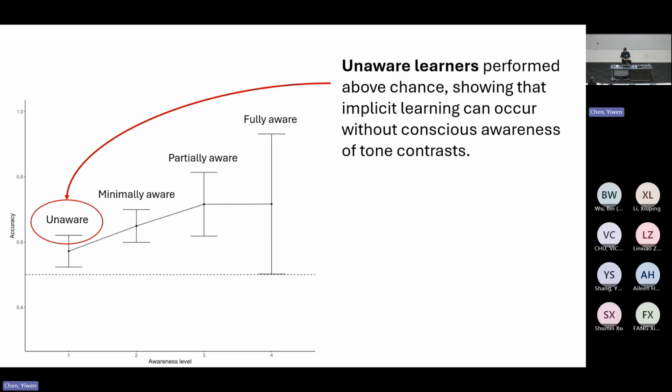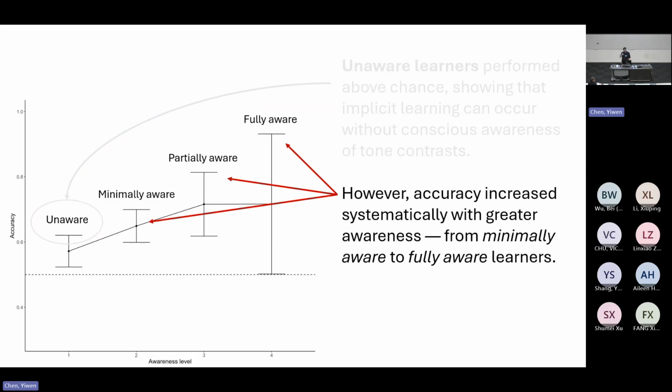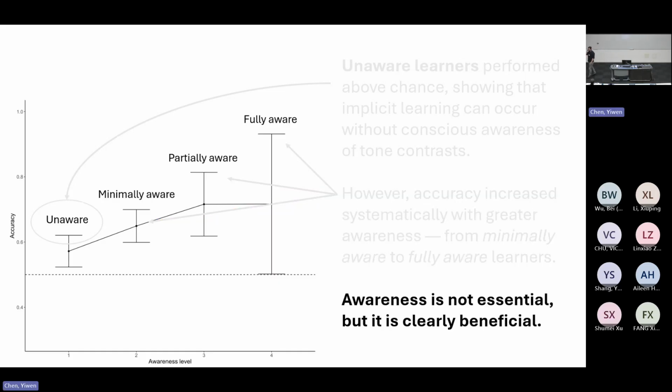So it shows you that implicit learning can occur without the conscious awareness of the tone contrast. But what we also see is that as people become more aware, based on the verbal reports at the end, they tend to be more accurate. And the group that is most accurate is the one that is fully aware. Actually, the mean is similar to this one here. So it's around 75% accuracy. Okay, what this suggests is that awareness is not essential. It's not essential because these guys are not aware, but it's clearly beneficial. So it's good if you become aware of things.